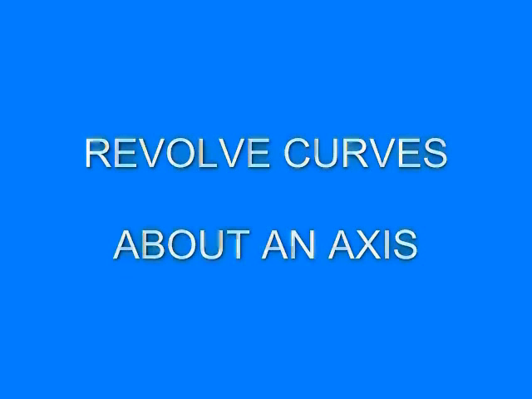Revolve curves about an axis. In addition to the solid command of extruding, this is another way to create a solid object. You can revolve a closed polyline about an axis. The profile must be closed, and also the axis about which the profile is revolved can be located at any distance from the profile.